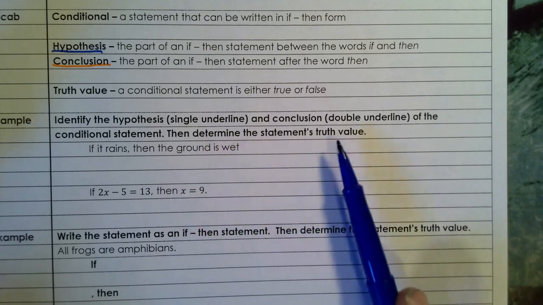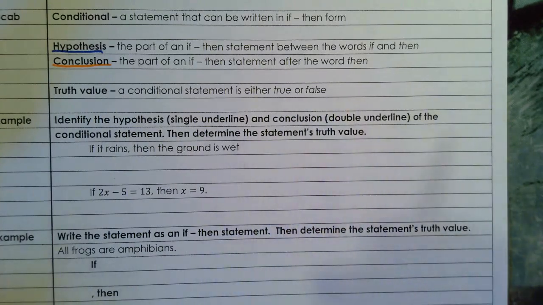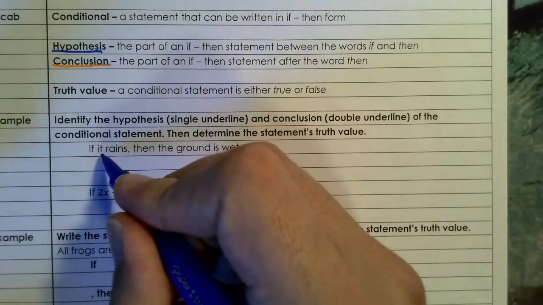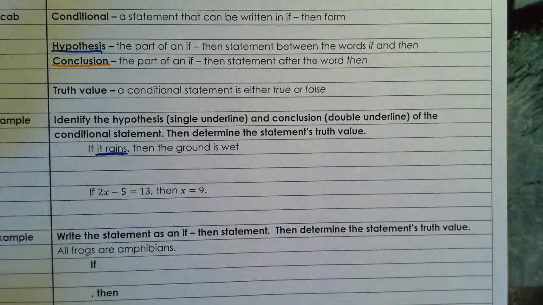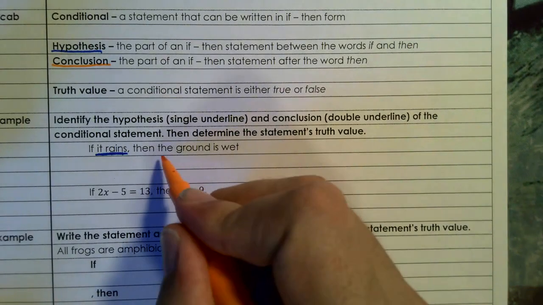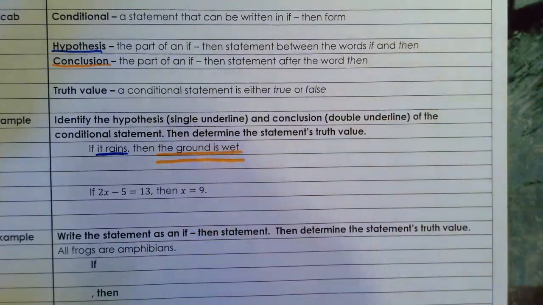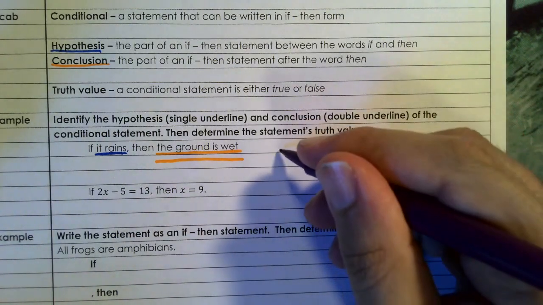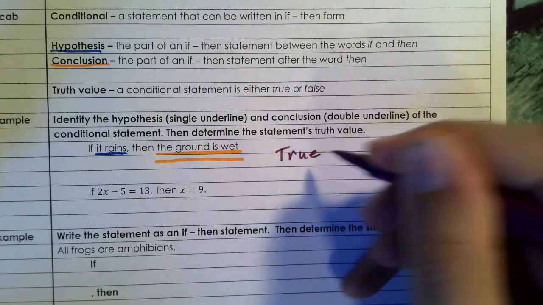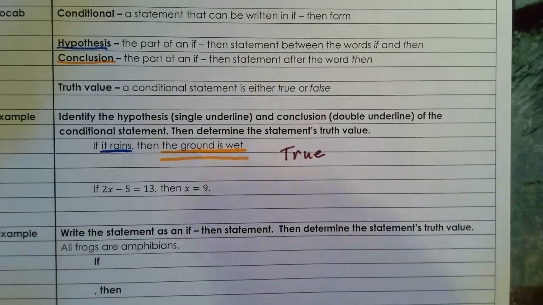Then we're going to determine its truth value. So the truth value is always true or false. It's always one of those two things. So the hypothesis is just this part, so if it rains, so if rain happens, then the conclusion is what happens afterwards. So if it rains, then the ground is wet. Yeah, when it rains, then the ground is wet. So that is true. Definitely happens.